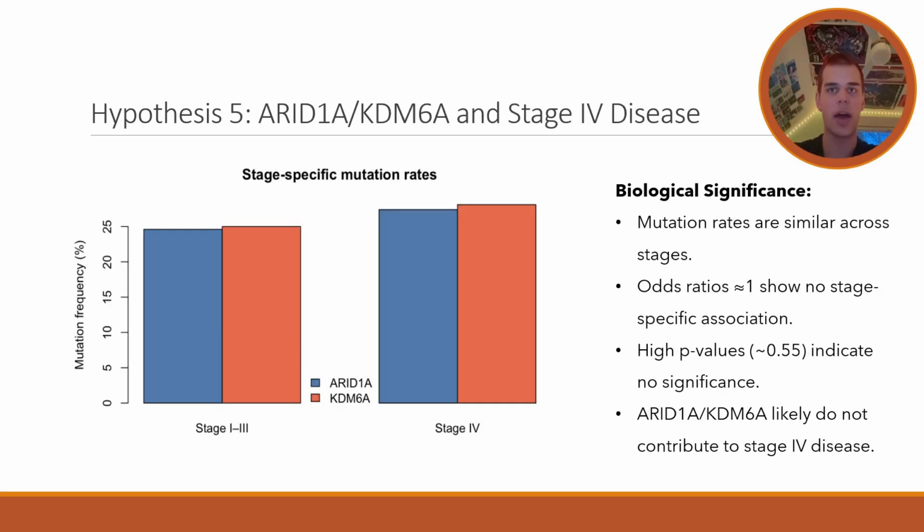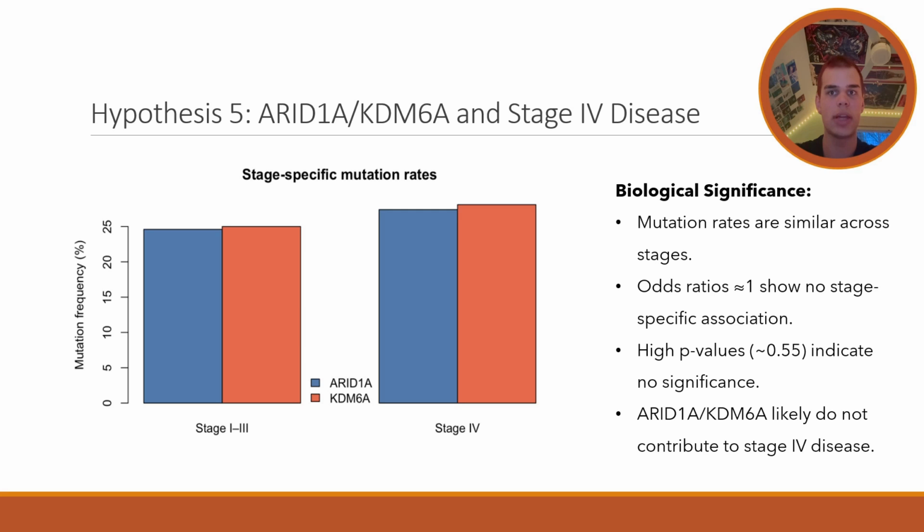For hypothesis 5, we focused on two chromatin-modifying genes, ARID1A and KDM6A, which are frequently altered in bladder cancer. The motivation here was that chromatin regulators often shape large-scale transcriptional programs, so if they contributed to tumor progression, we might expect to see their mutations enriched in stage 4 disease.